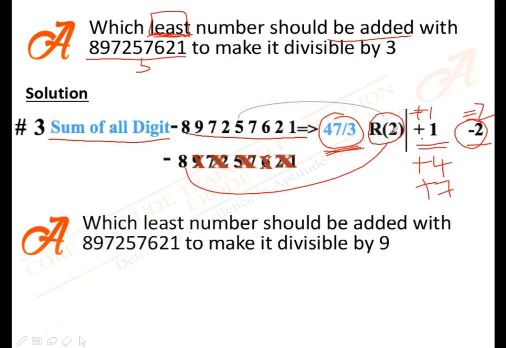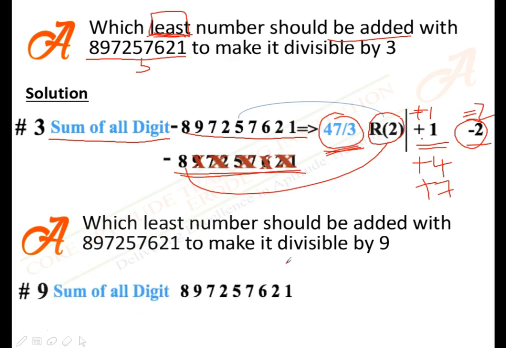Which least number should be added to this number to make it divisible by 9? You should always try to use this method. That is very easy and you can find the answer straight away. How to take the multiples of 9? So you can remove 9. You can remove 7 plus 2. You can remove 6, 2, 1. Now you are left with 8, 5 and 7.